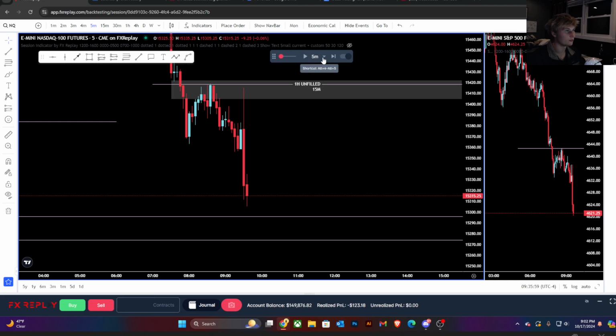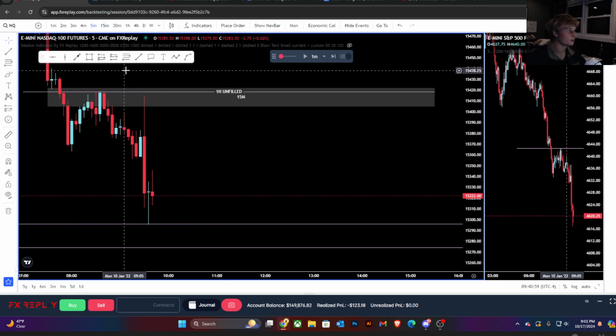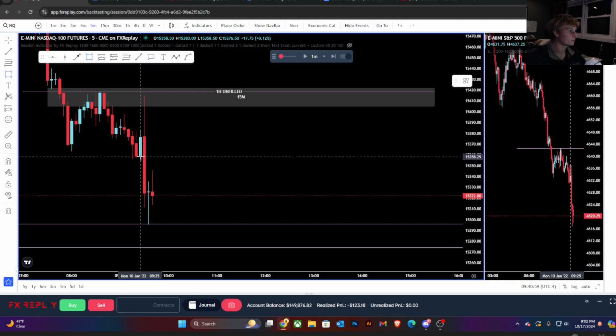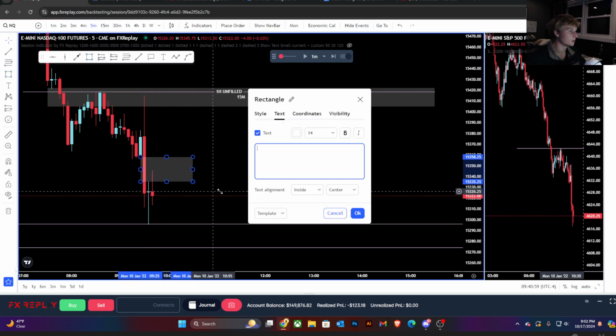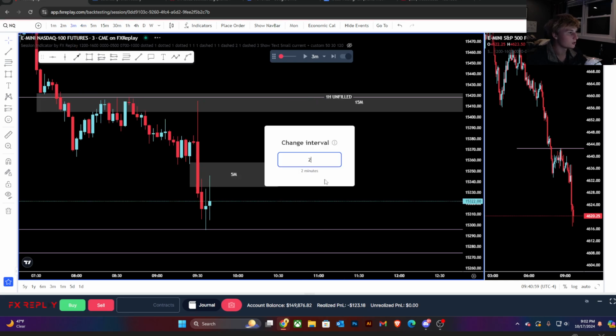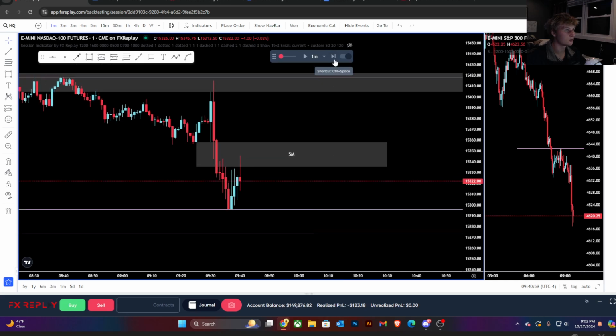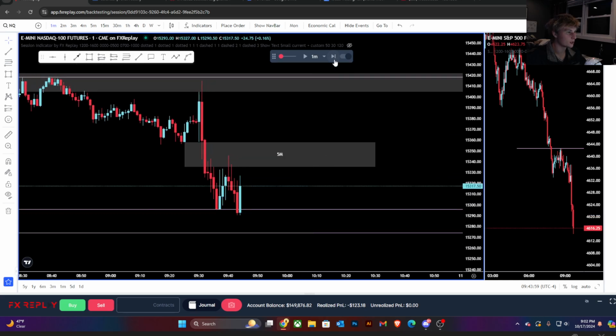Alright, this should be on 1 minute. Alright, so we created that 5 minute right there. We tapped into it right here. So I am looking for continuation if we get an entry. And we don't have an entry here, so just let price play out.